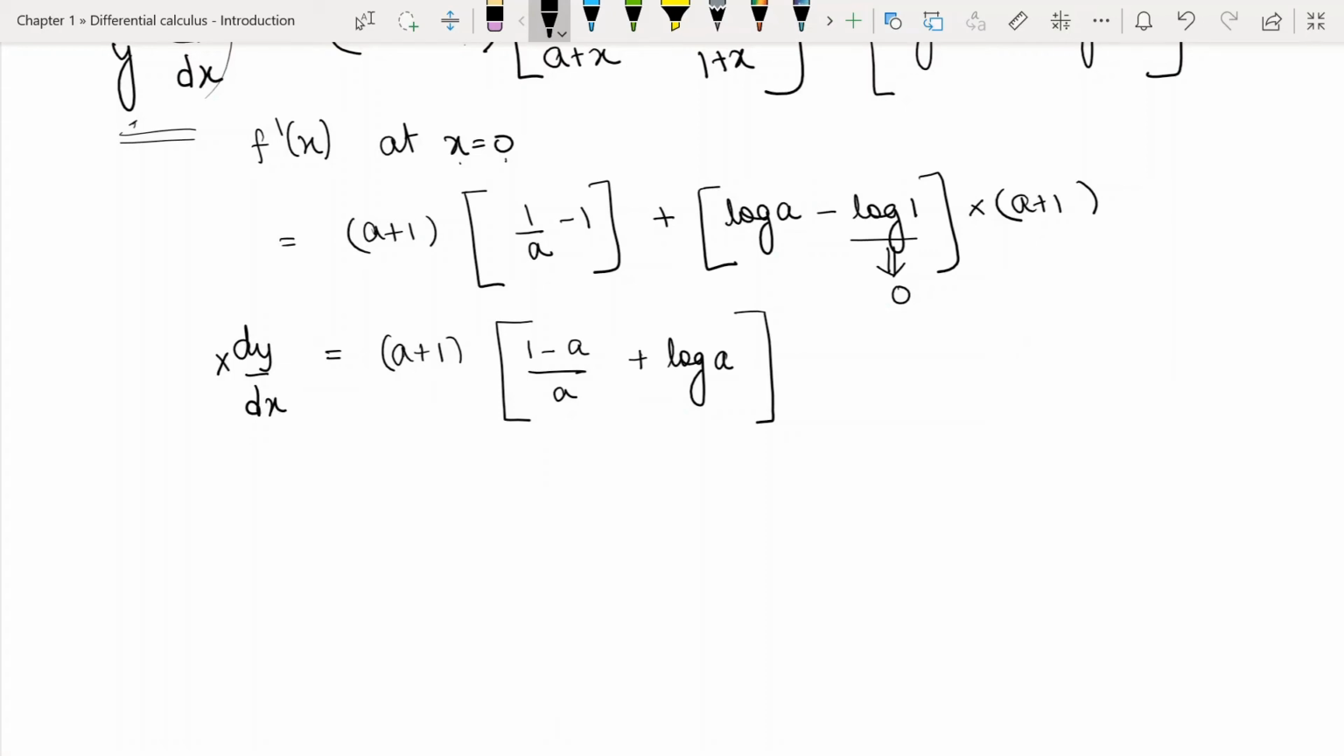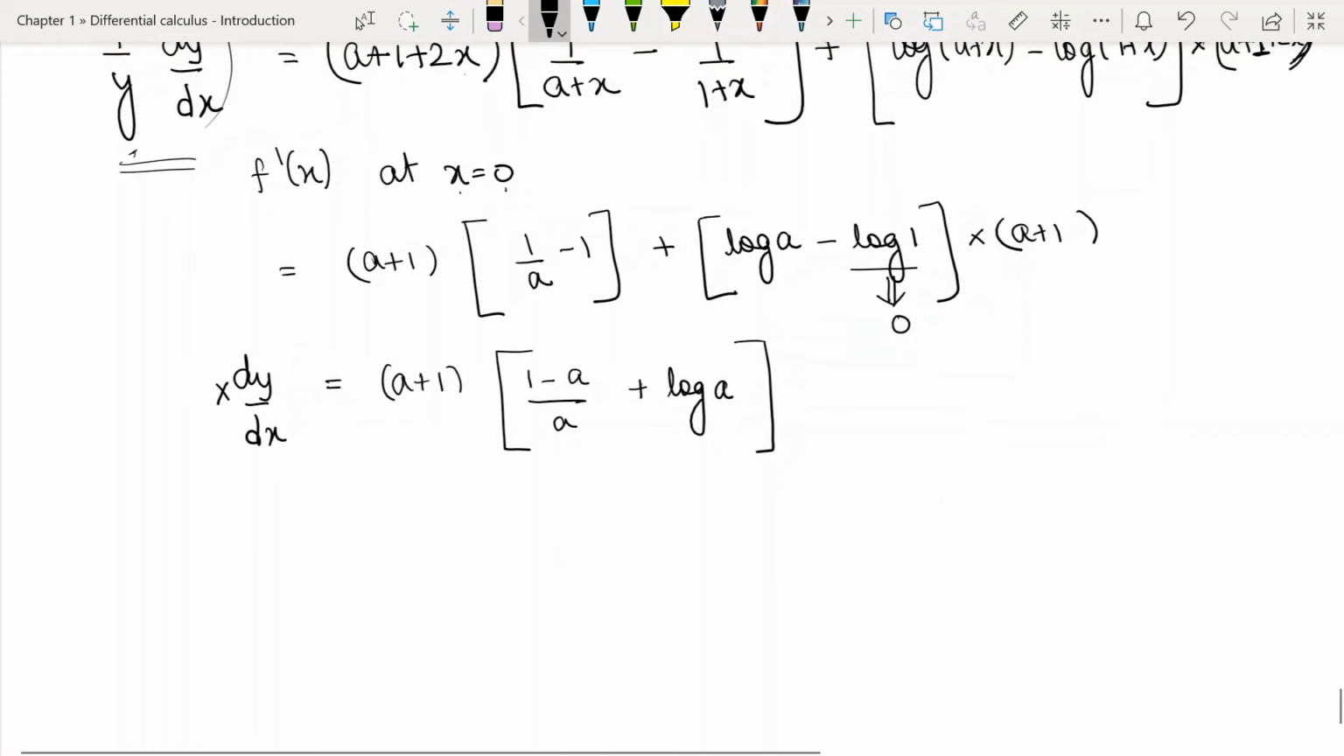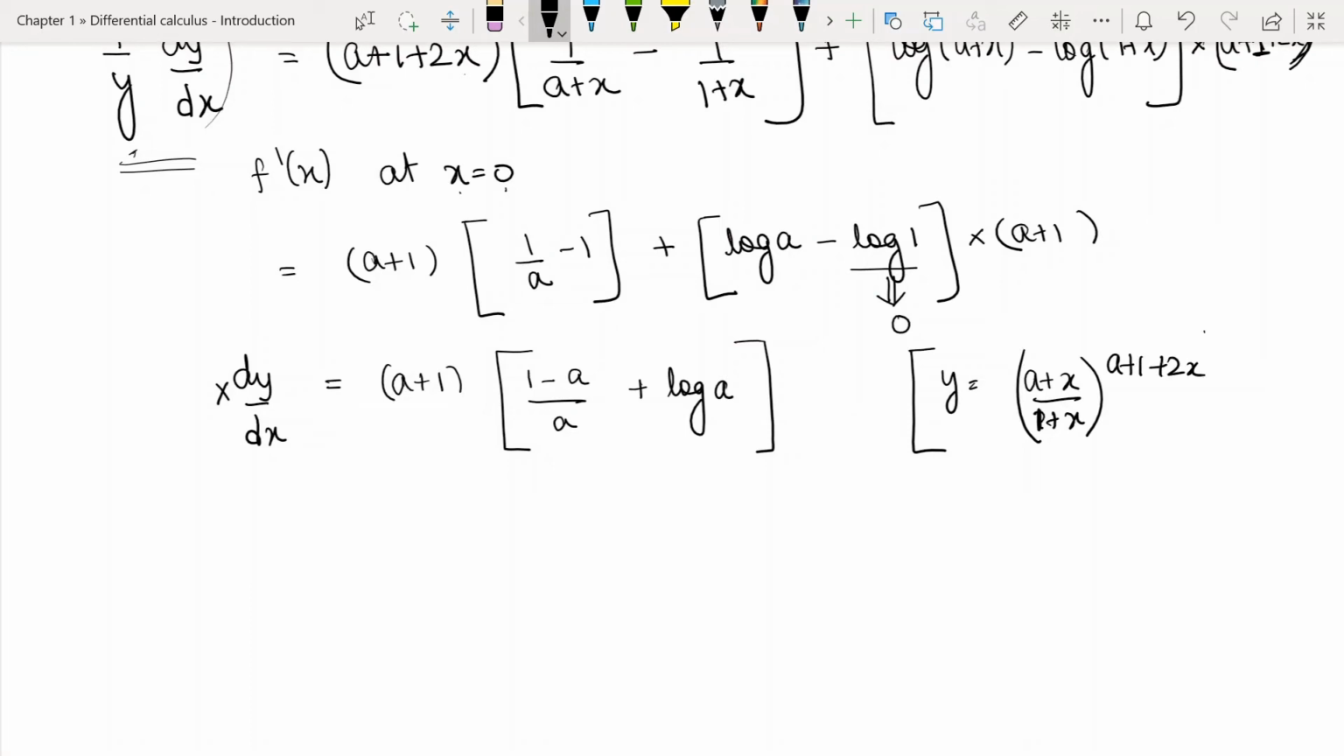Now before I write y here, let me go back to my original question and write what is the value of y. Y is nothing but a plus x divided by 1 plus x, whole thing raised to the power of a plus 1 plus 2x. Now since we are finding it at x is equal to 0, what we would get here is y is equal to a power a plus 1, because this term becomes 0, this becomes 0, this becomes 0. So what remains is a by 1, which I have written as a. In the power, this becomes 0, so a plus 1 I have written as it is.